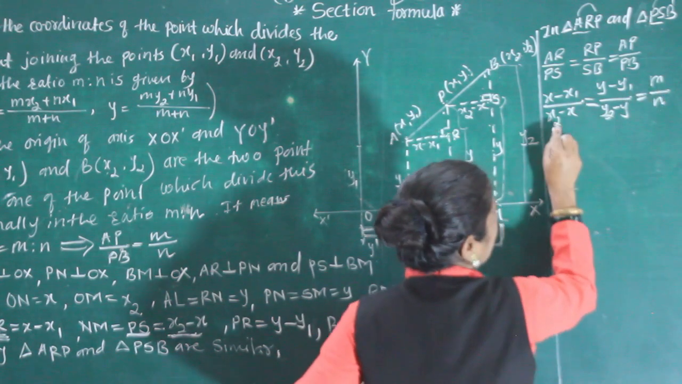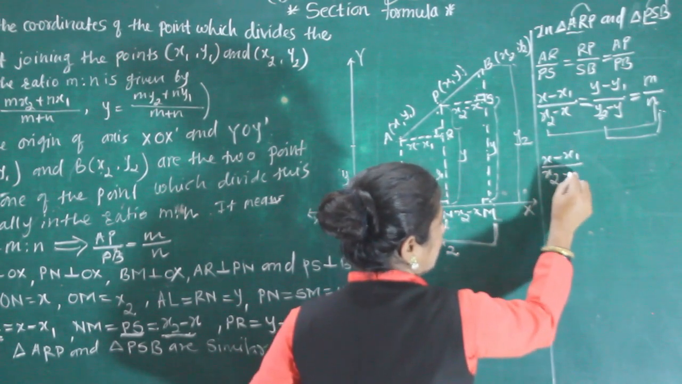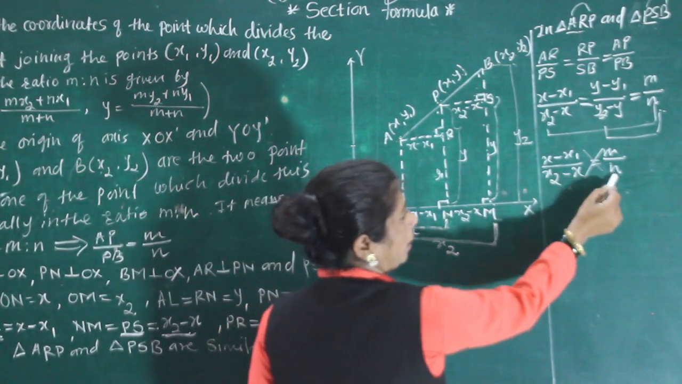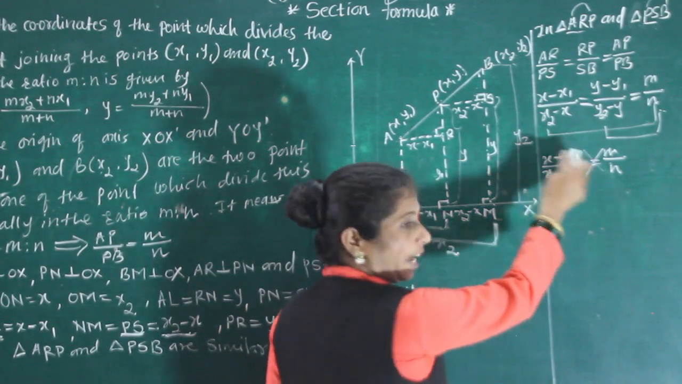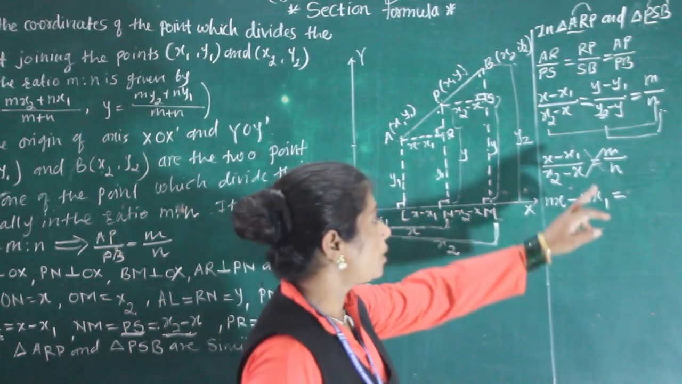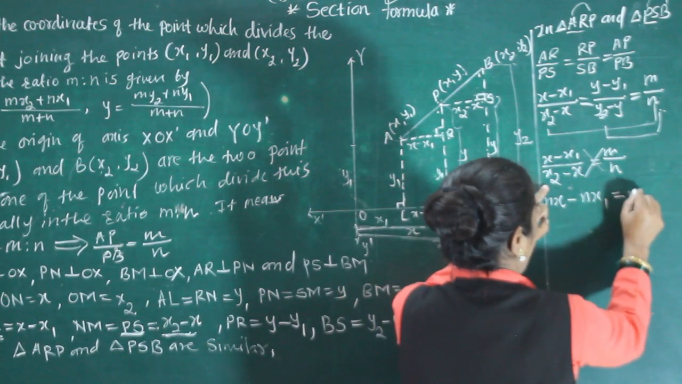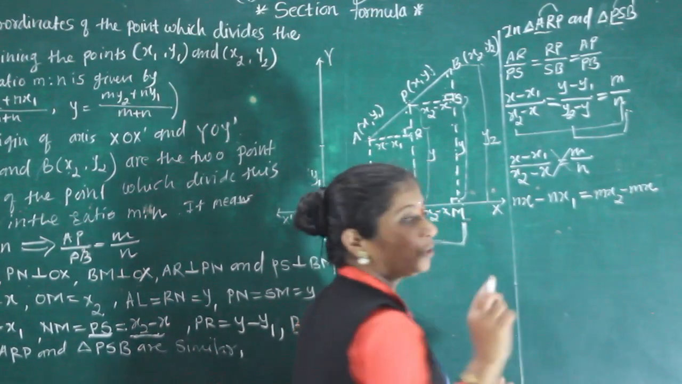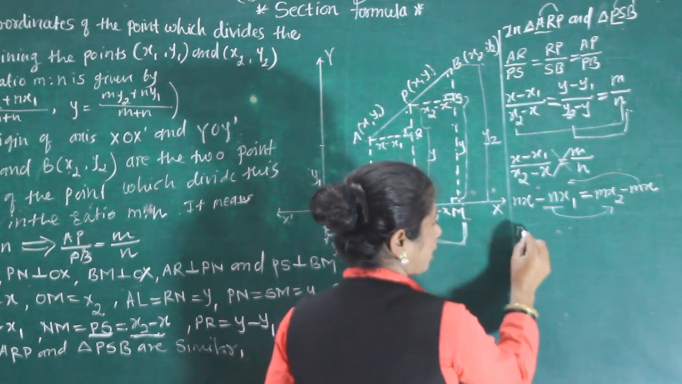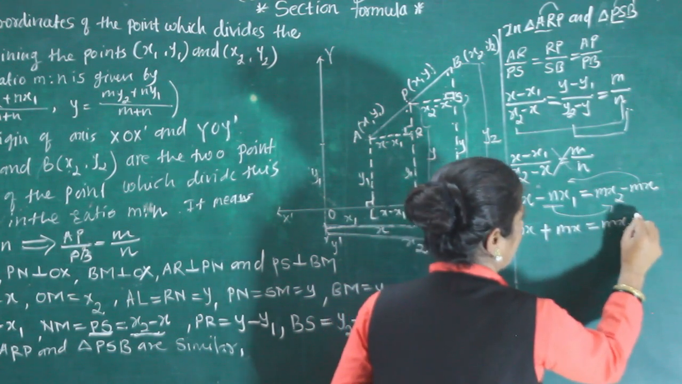Now we will compare each of these with this ratio. So X minus X1 upon X2 minus X equals m by n. Now we do the cross multiplication: n multiplied by X minus n multiplied by X1 equals m multiplied by X2 minus m multiplied by X. Now we do the transposing rule: the mX will shift to this side, so nX plus mX equals mX2 plus nX1.